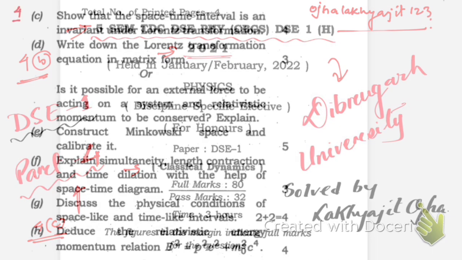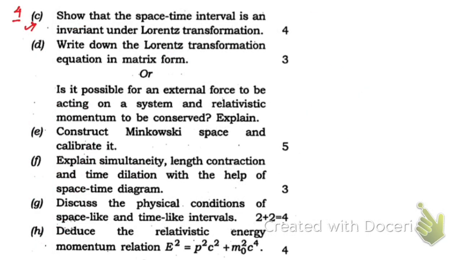So now let's start. This is question number 4c: show that the space-time interval is an invariant under Lorentz transformation. I have already made a video on this topic where I have already proved this. I have written 4c answer in the description box and provided a link to that video. Just click that link and you will get your answer.